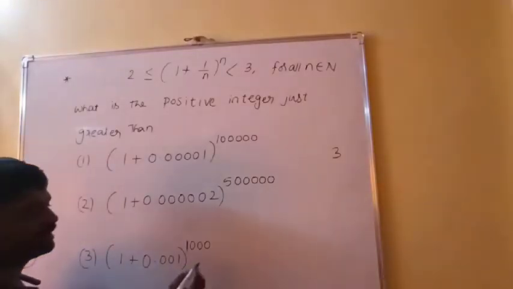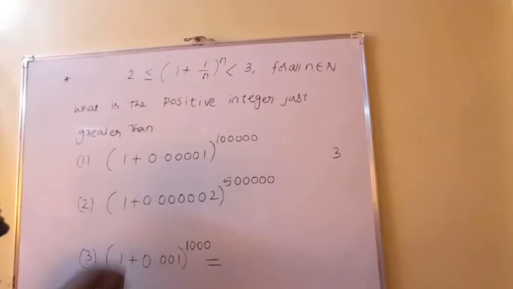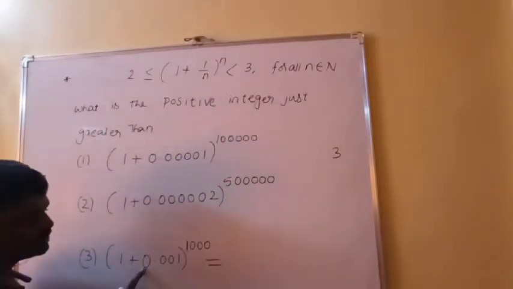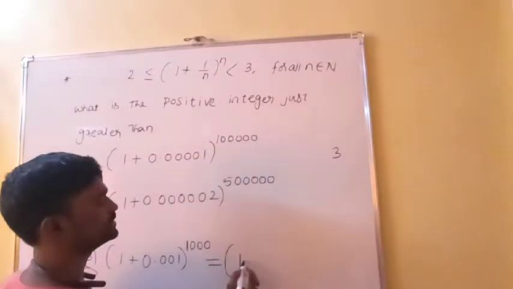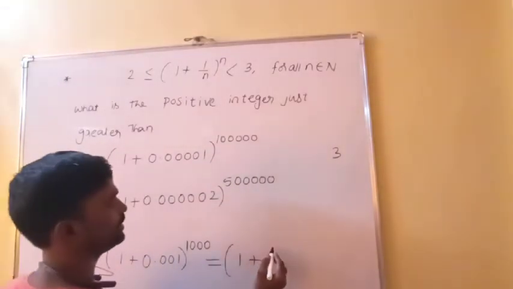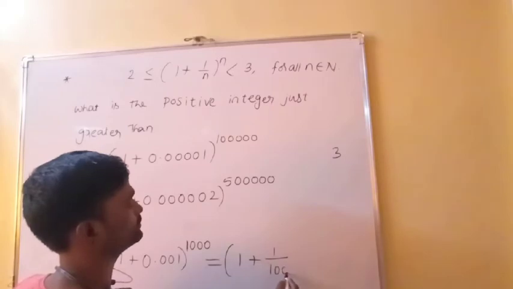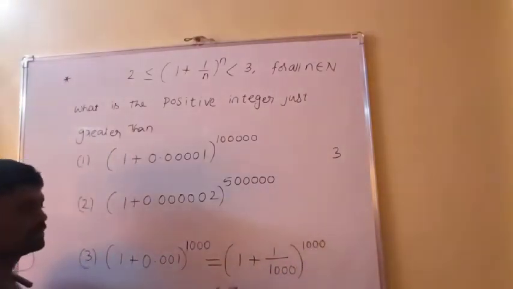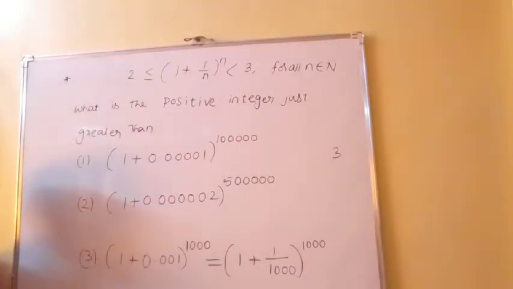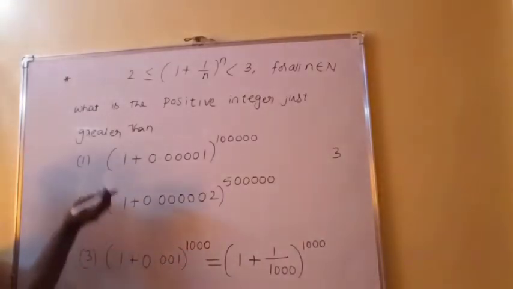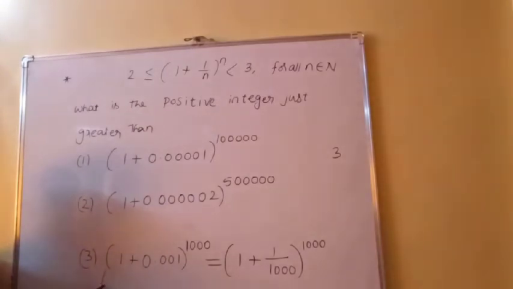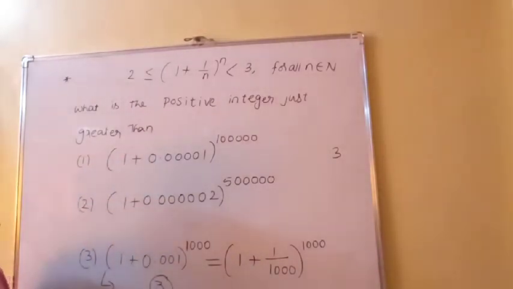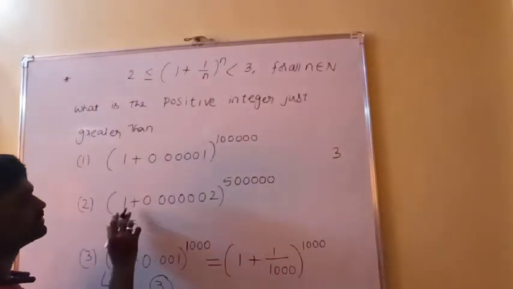3 only. See, I can express each of these binomials in the form of (1 + 1/n)^n. See here, this 0.001, can I write it as 1/1000 whole power 1000? So it looks like (1 + 1/n)^n. So this quantity lies strictly between 2 and 3, then the number just greater than this number is 3.